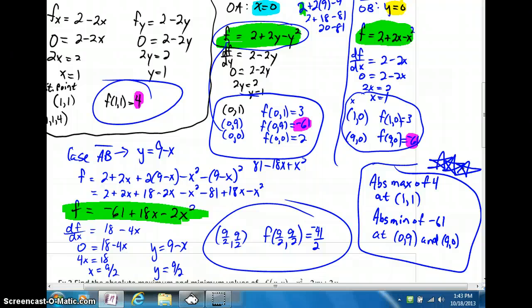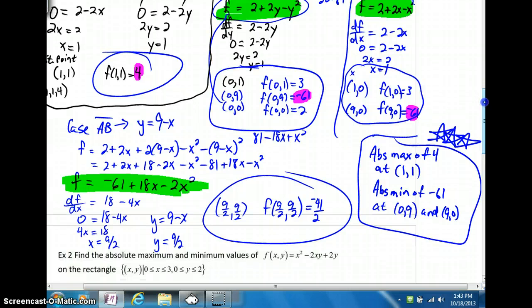So again, what you do is you do what we have been doing. Find your critical numbers in a given region. Find out what that z value is. And then the bulk of the work is going to be working with these boundaries. And as we work with the boundaries, we're going to have some new potential extreme values.